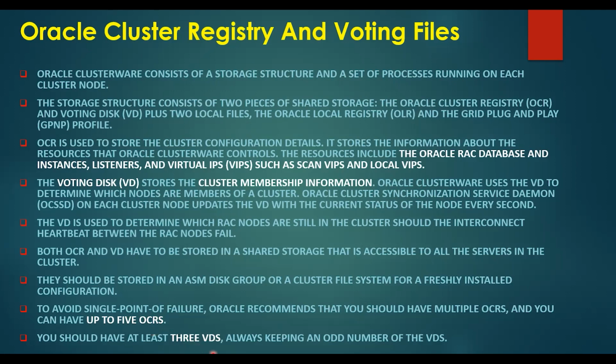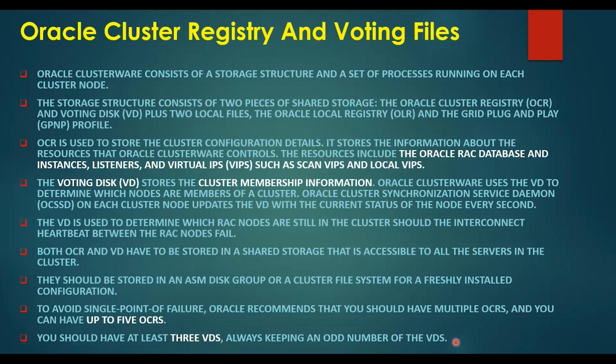There is an always question that comes up in your interviews: why should we keep the voting disk an odd number? The logic behind this is that it should be more than half of your RAC configuration. Suppose you have a two node RAC configuration, so it is always recommended to keep it more than half of your RAC configuration. That means at any given point in time, each node is able to access at least 2 copies of the voting disk.